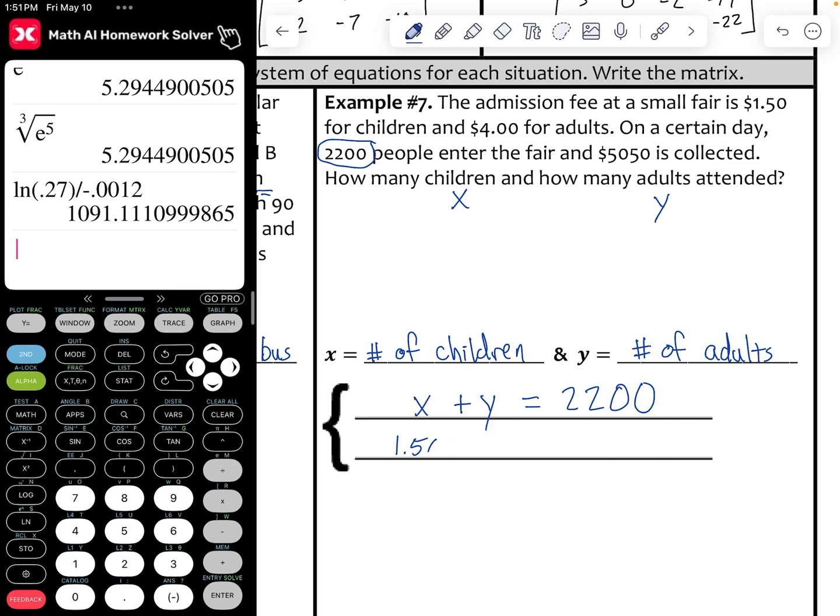Okay, let's go back to example 6. You're supposed to write the matrix. I'm going to do 5x, 3y, 90. Don't need that equal sign. Get sloppy. 14x, 3y, 144. Go ahead and close out my matrix. So there are examples 6 and 7, all completed.